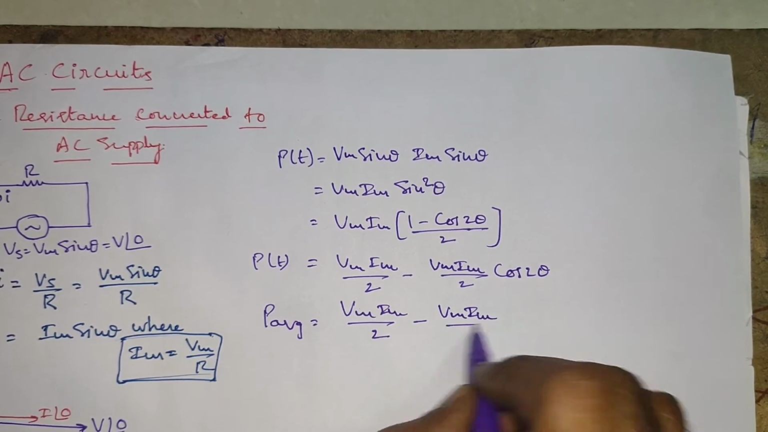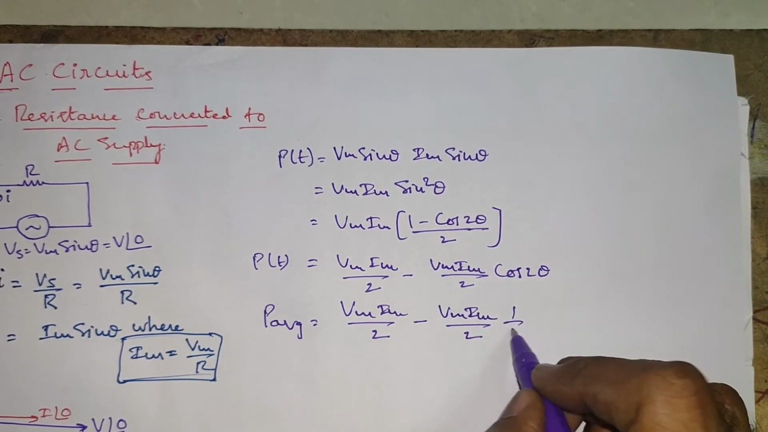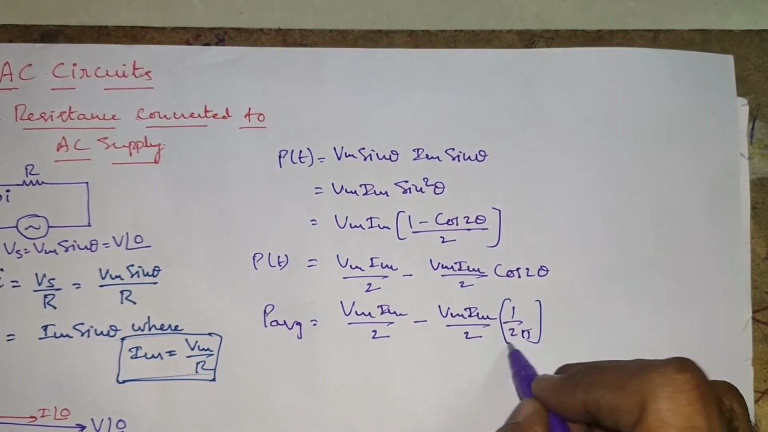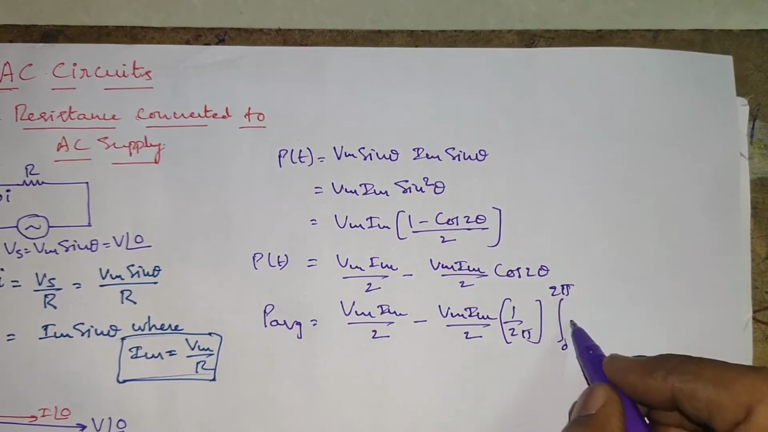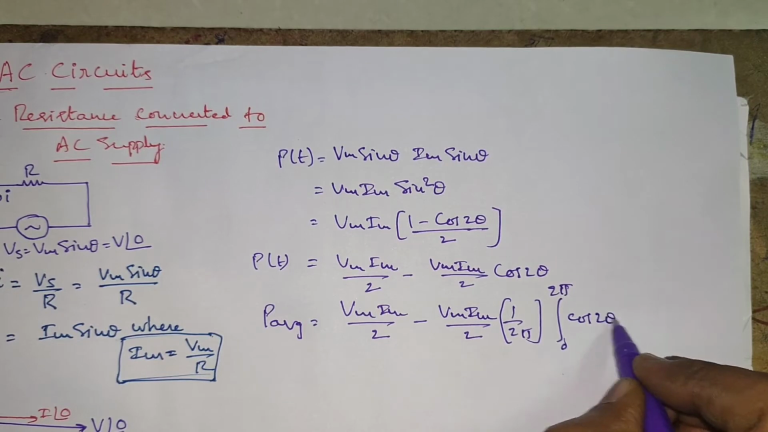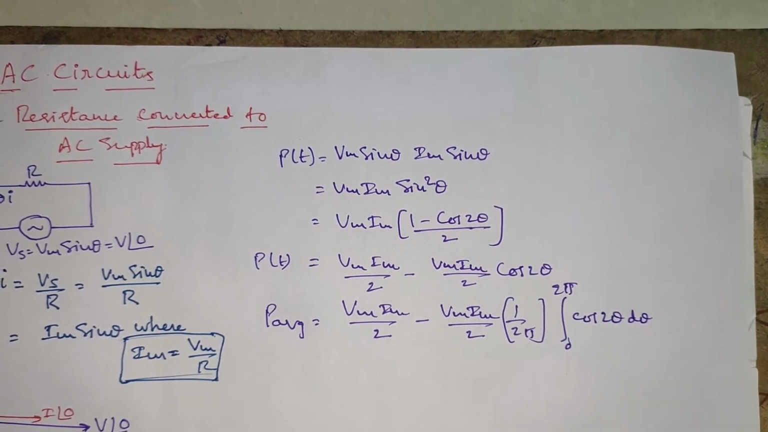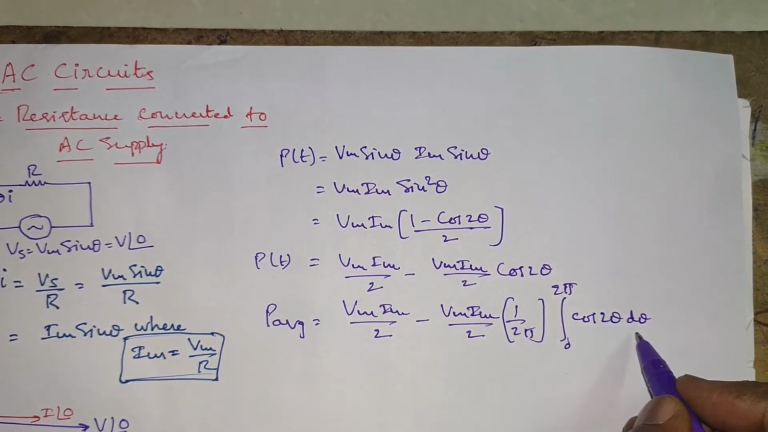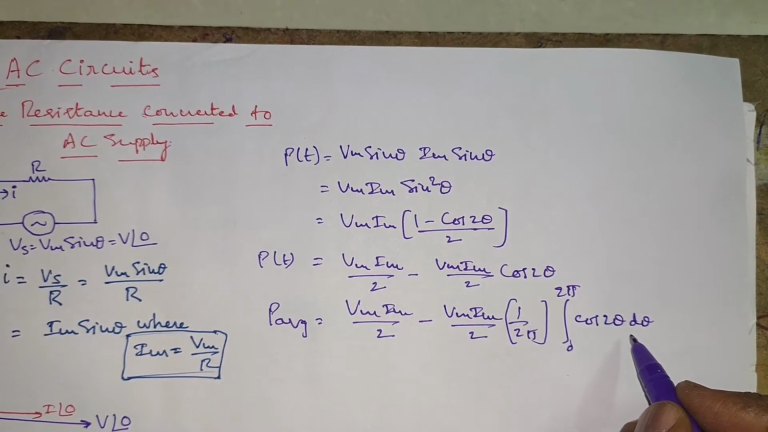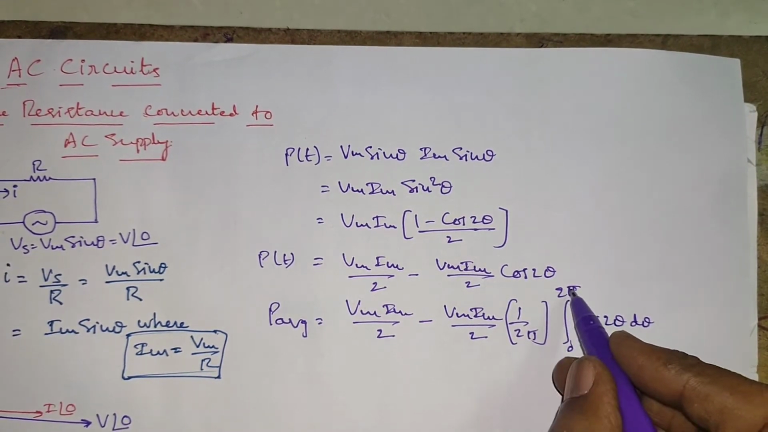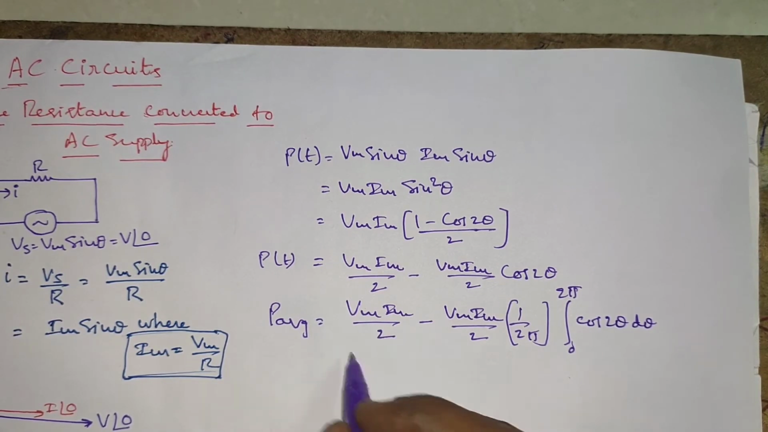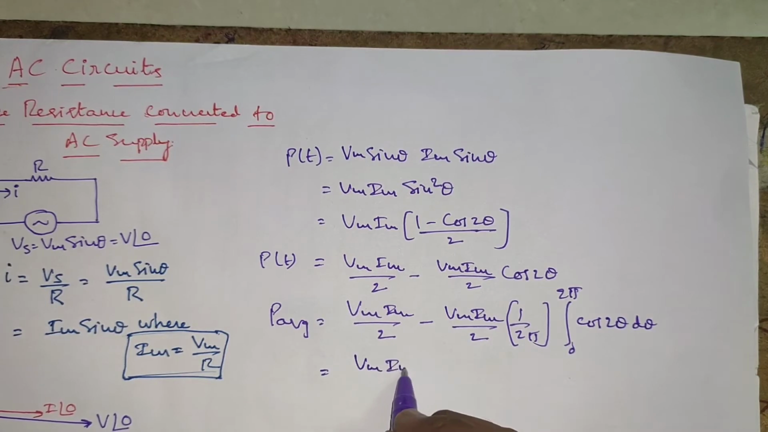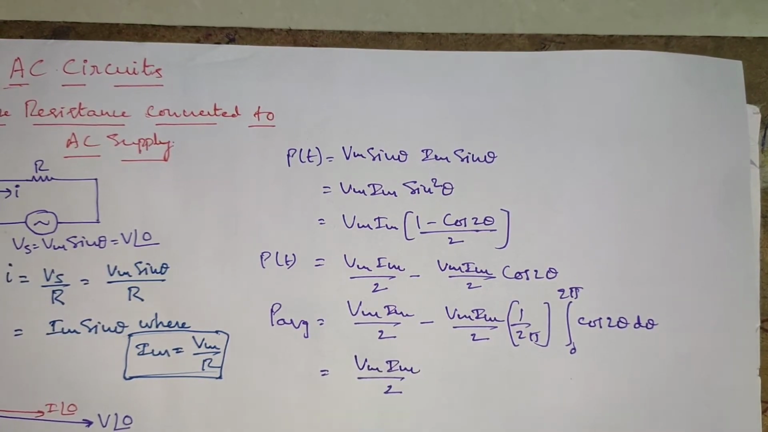as this is constant you can take it outside, 1 by 2 pi, because the time period is 0 to 2 pi, cos 2 theta d theta, and this complete term is going to become 0 when it is integrated and substituted these two values 2 pi and 0. Hence we will be left over with only this component of Vm Im by 2.